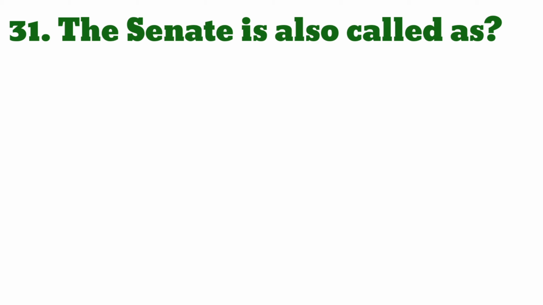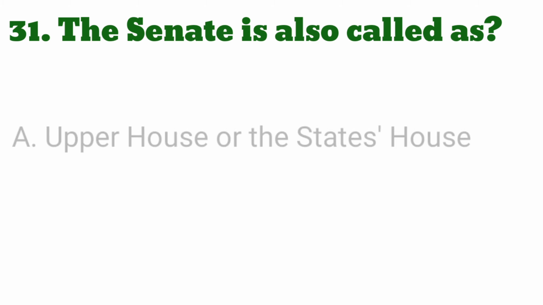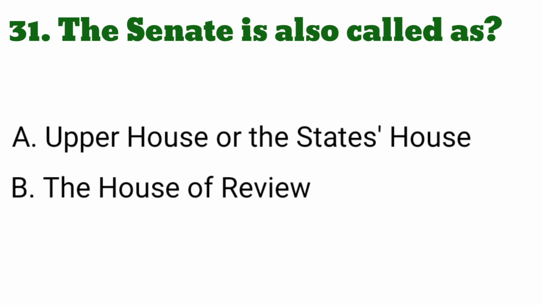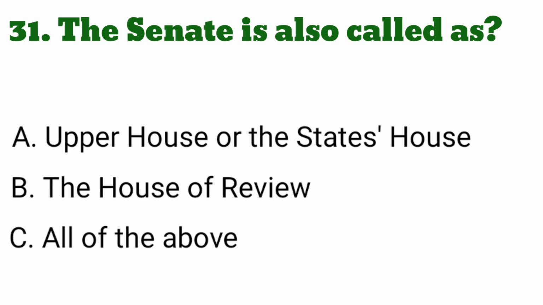Number 31. The Senate is also called letter A, Upper House or the State's House. Letter B, the House of Review. Letter C, all of the above. The answer is letter C, all of the above.